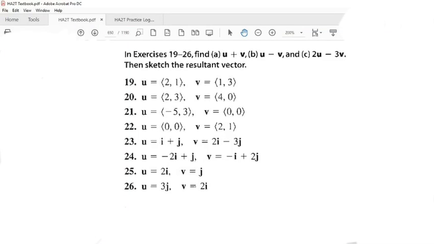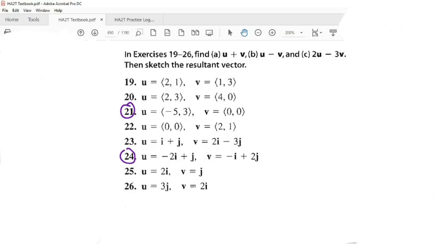All right, let's find the new vector. For each of these, you have to do A, B, and C, and then you have to sketch the resultant vector. All right, which one do you guys want to do? Let's do 21 and what's the other one? Let's do 24. That sounds good. So we'll do 21 and 24 because they both look kind of weird.